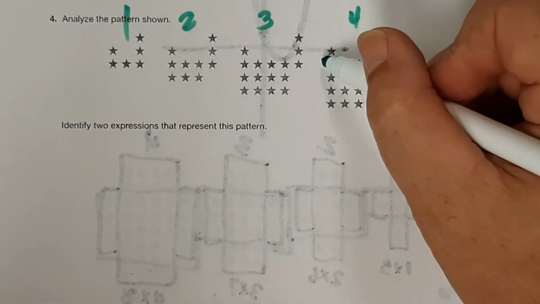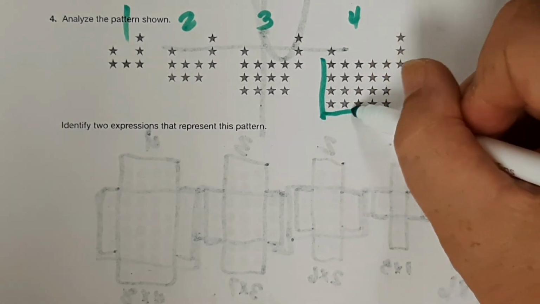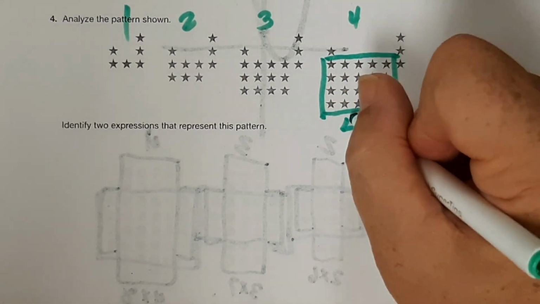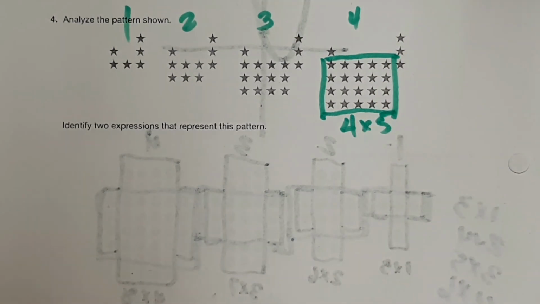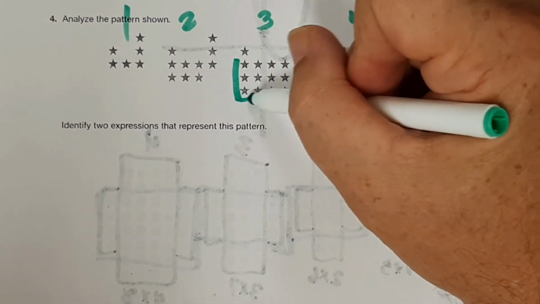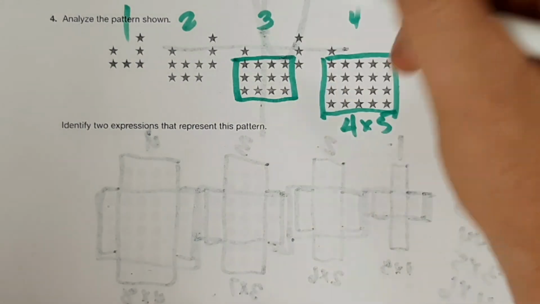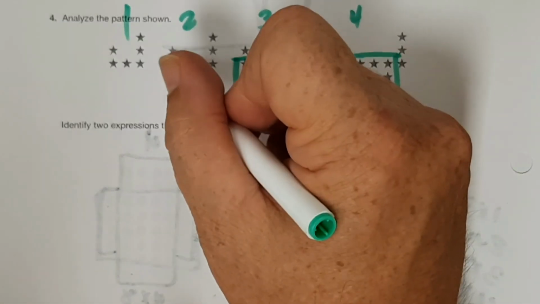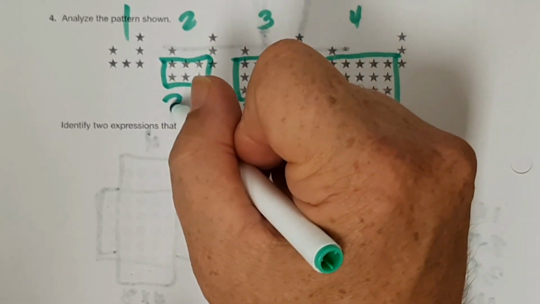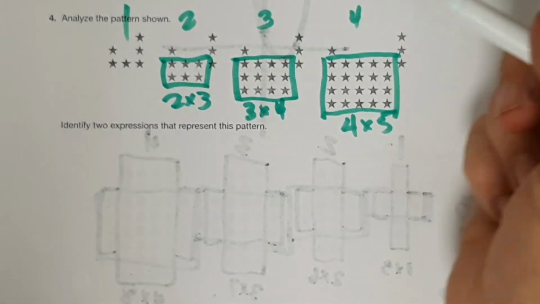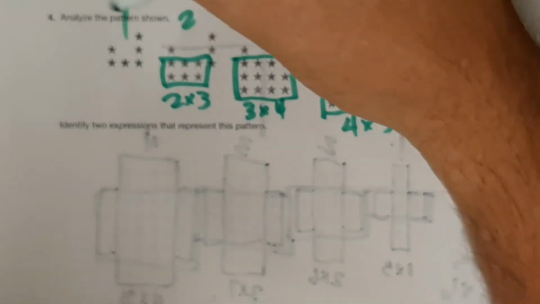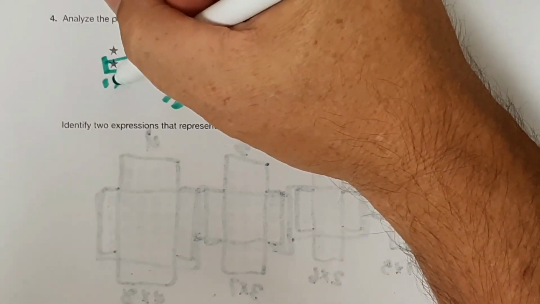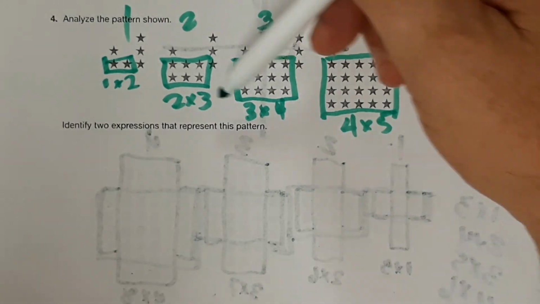I got a 4 by 5 here. So 4 by 5 right here. 4 by 5. Because I see a 3 by 4 right here. 3 by 4. And I see a 2 by 3 here. 2 by 3. And then remember, if I'm following a pattern, I want to make sure this one is 1 by 2. 1 by 2. Because these are all going down by 1.